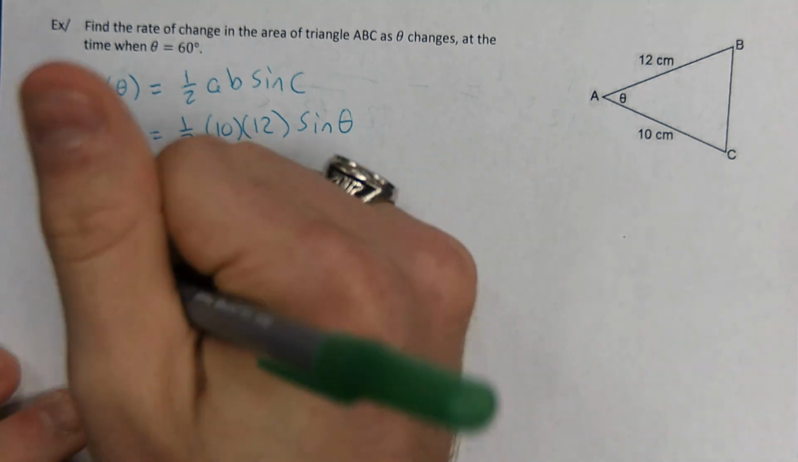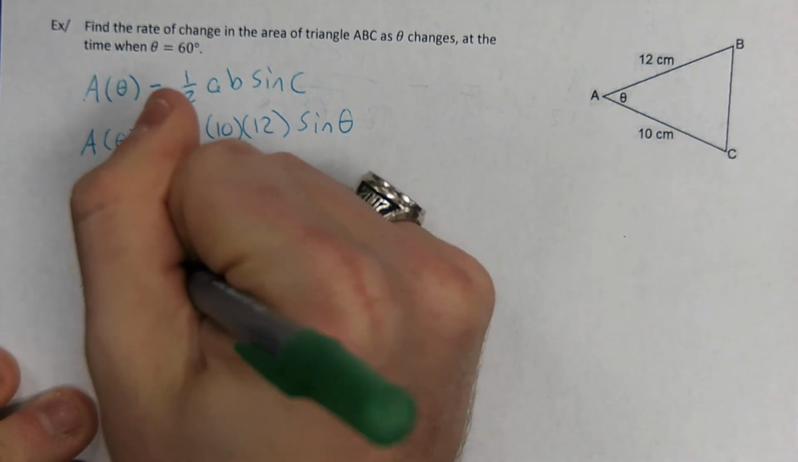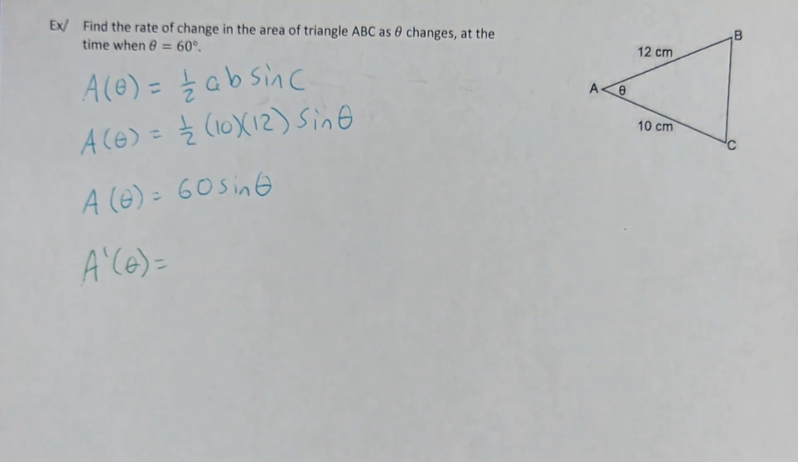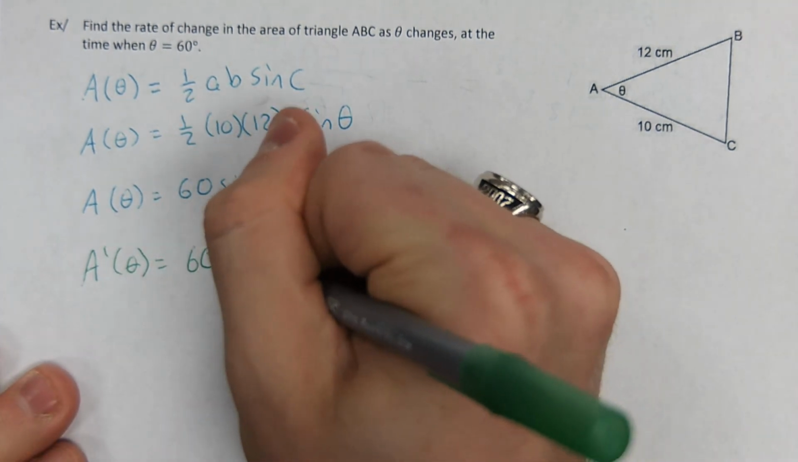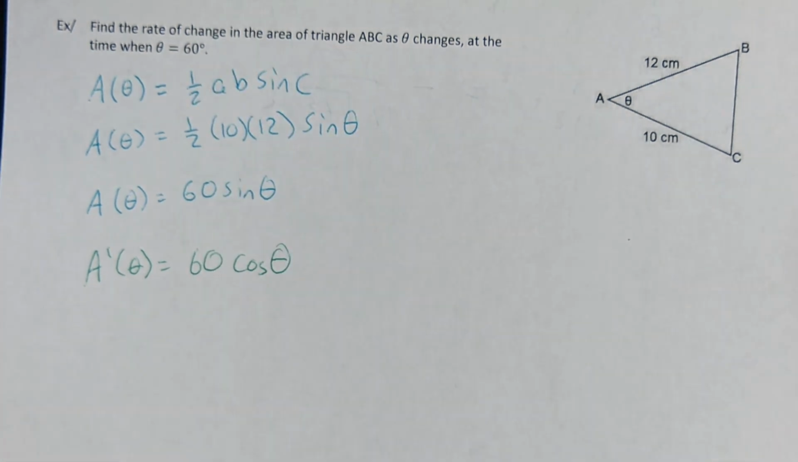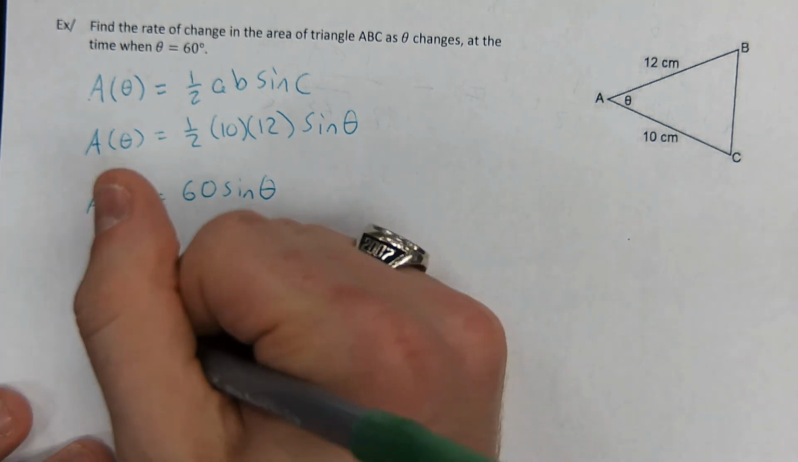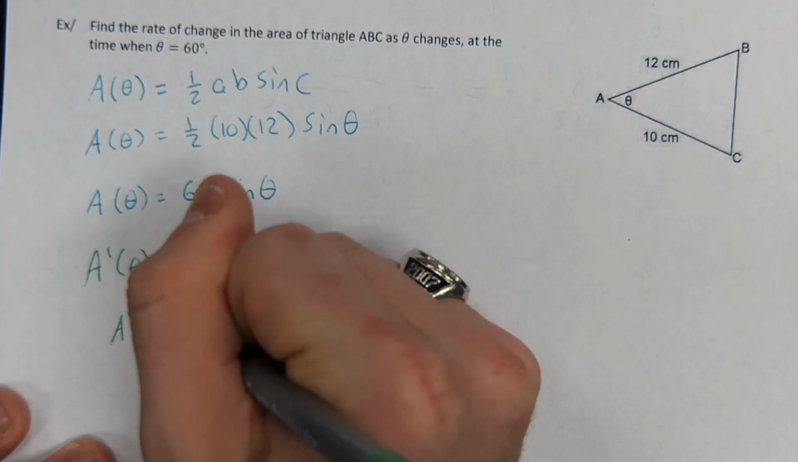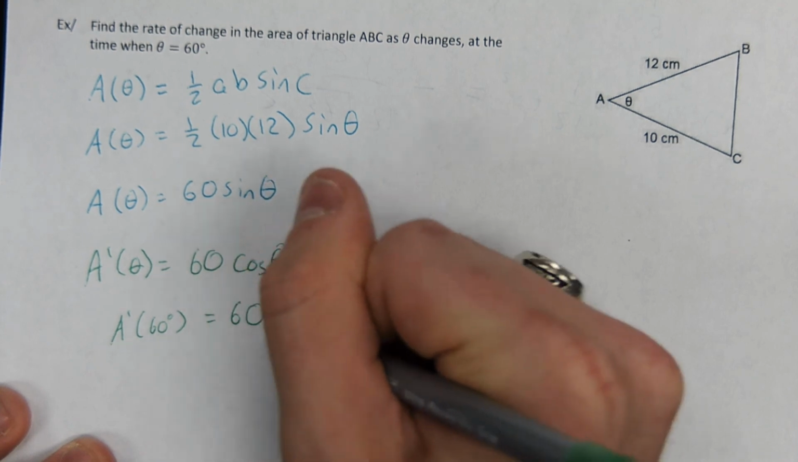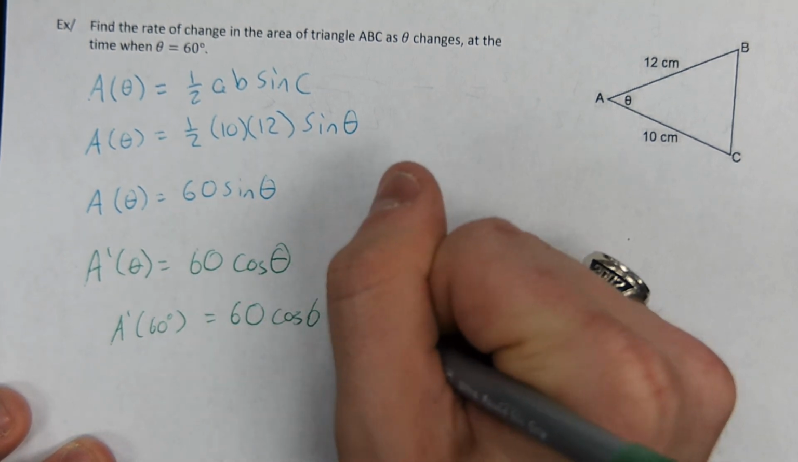Okay, so derivative, A prime in terms of theta. What's the derivative of sine? Cosine. So our derivative is 60 cosine of theta. And we just want to know, what is that rate of change when theta is 60 degrees? Oh, okay. What is A prime of 60 degrees? So 60 cosine 60 degrees.